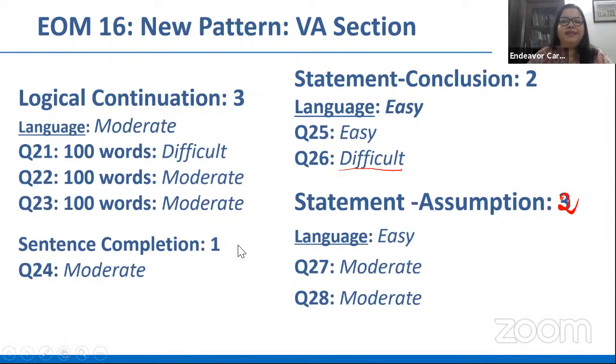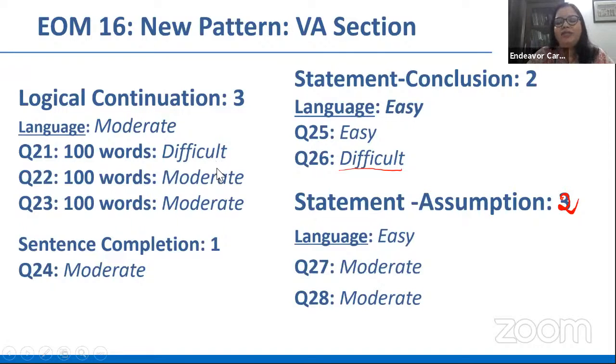So a real bumper here. Out of these 8 questions, you could manage all of them in a matter of 10 minutes too, because statement conclusion, statement assumption is just about, let's say, a minute a question. It's not heavy reading. 1 minute mein ho jata hai. So these 4 questions, this one takes you less than a minute. So that's about 5 questions in less than 5 minutes. And then you spend 1.5 minutes or so on the logical continuation.